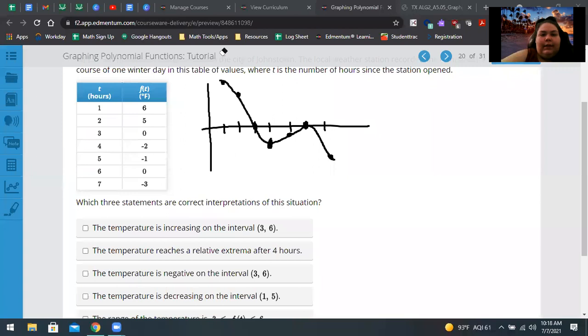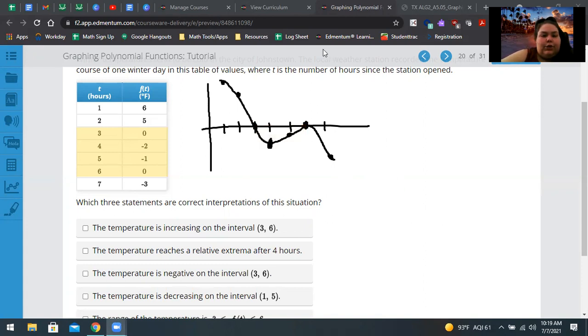So again, if we look at the interval from negative 3 to 6, is this section right here from 3 to 4, 5, 6, is this section right there negative? True or false? If it's true, go ahead and select it. If it's not, don't select it. Now let's move on to the next statement.